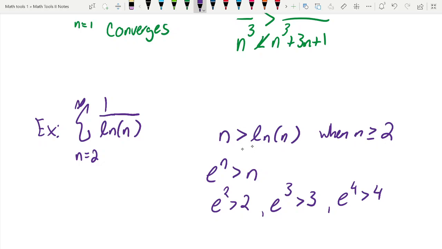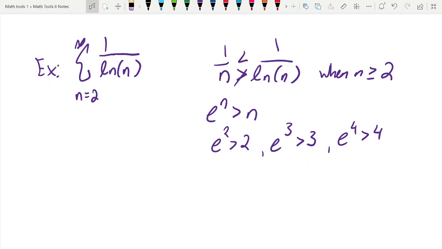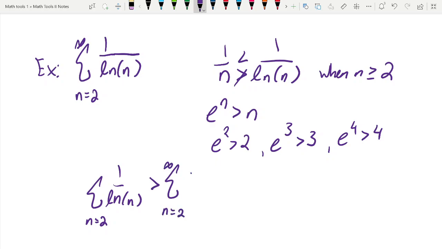Maybe it's already easy to see without doing that, but regardless, this is the comparison we want to make, and we're putting this in the denominator. So we're saying that 1 over the natural log of n is greater than 1 over n. Okay. So the sum from n equals 2 to infinity of 1 over the natural log of n is greater than the sum from n equals 2 to infinity of 1 over n.